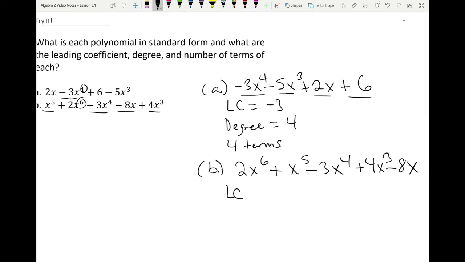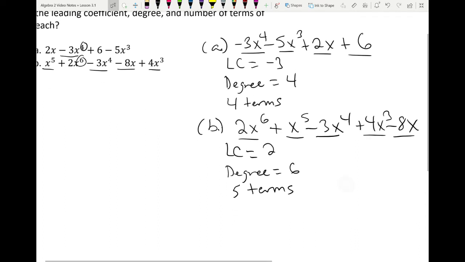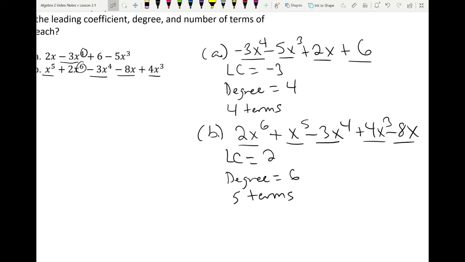So the leading coefficient is 2, the number multiplied by the highest power of x. The degree is the highest power, which is 6. And we have 1, 2, 3, 4, 5 terms. All right, that's all there is to it.